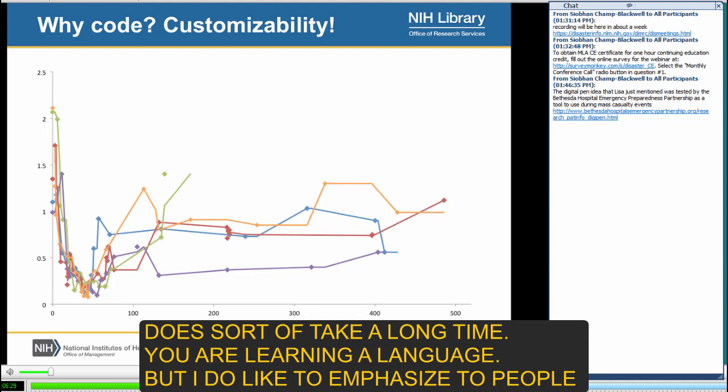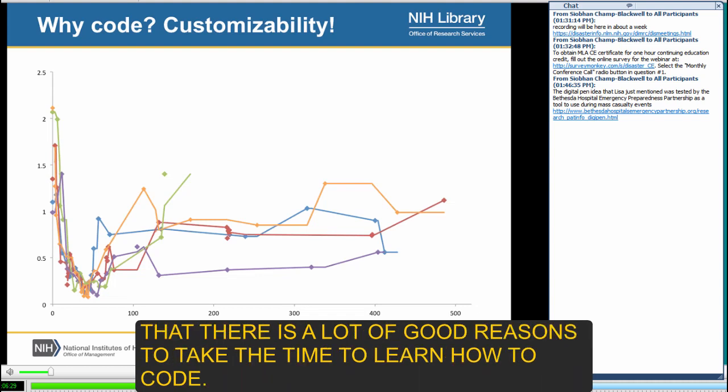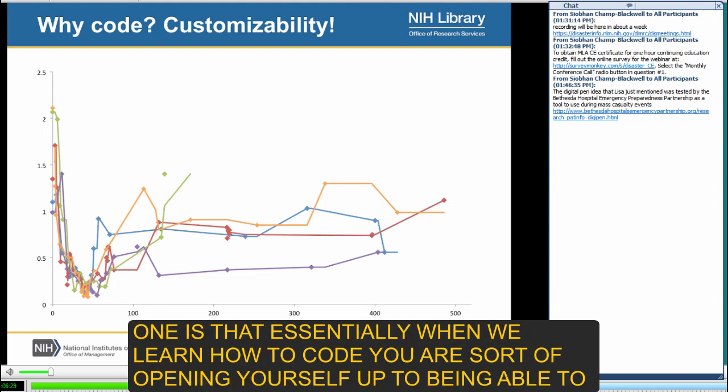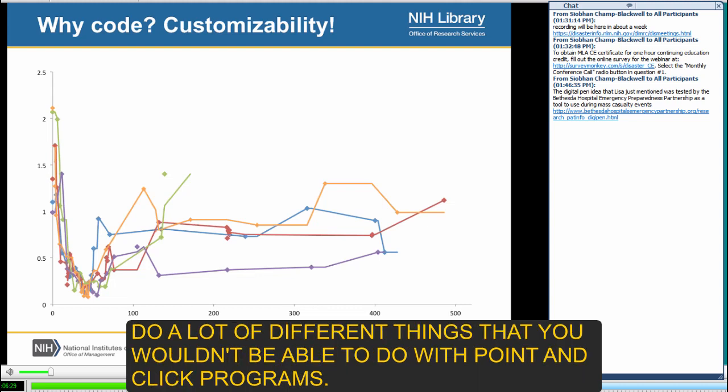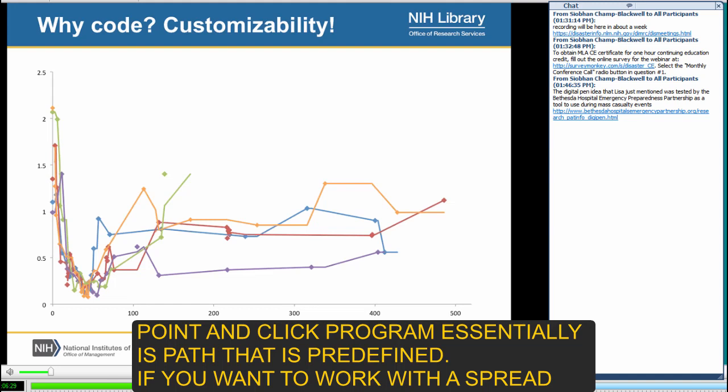You are learning a language, but I do like to emphasize to people that there's a lot of good reasons to take the time to learn how to code. So one is that when we learn how to code, you're opening yourself up to being able to do a lot of different things that you wouldn't be able to do with point-and-click programs. A point-and-click program is a set of tasks that are predefined.